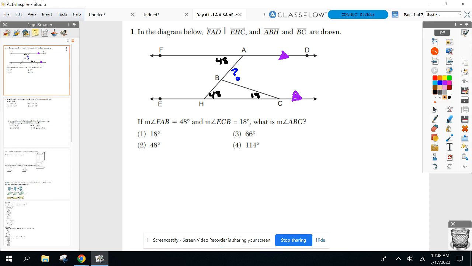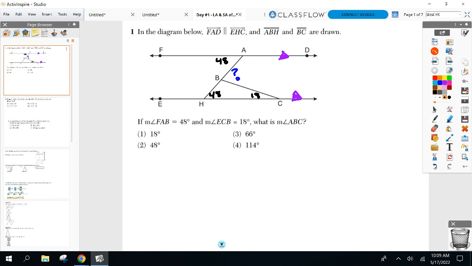Anybody seeing how we're going to get to angle ABC? How many degrees in a triangle? 180. Can you find angle HBC now? Go ahead. Find angle HBC. And then what's the relationship between HBC and the angle we're trying to find? Linear pairs, they're supplementary. Done.